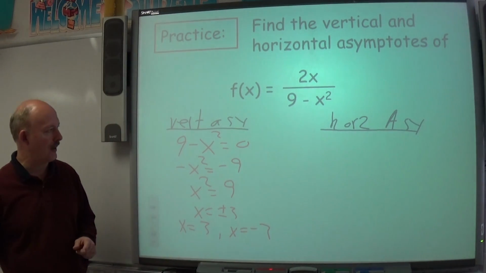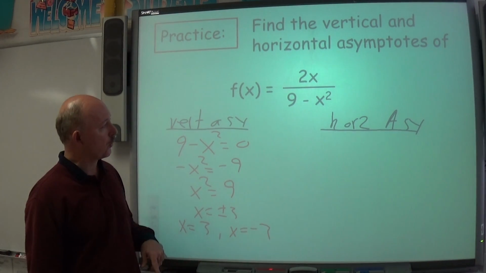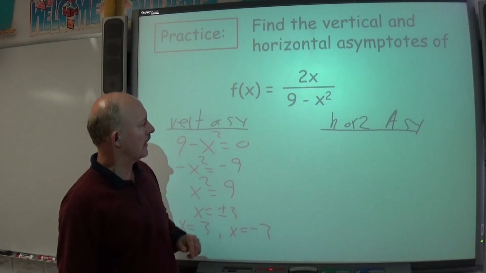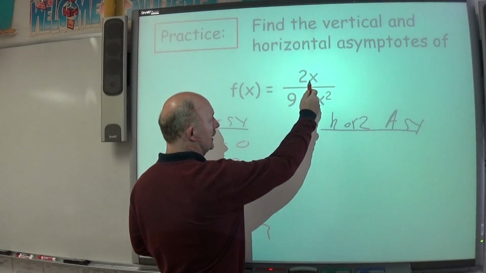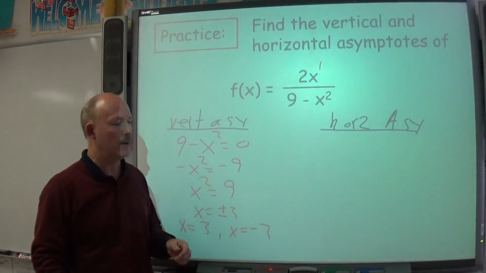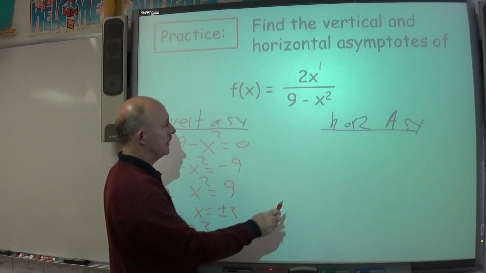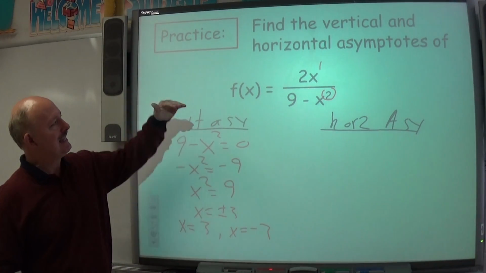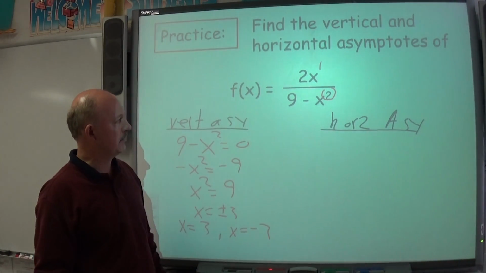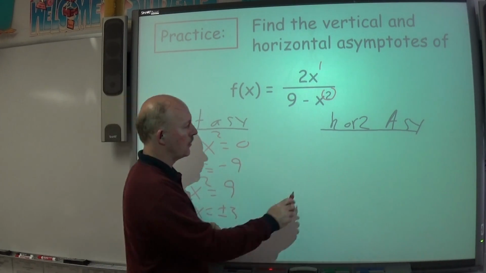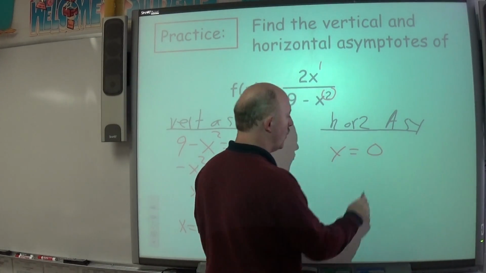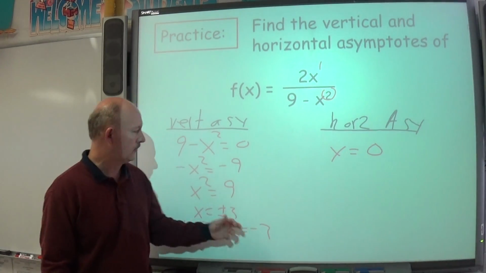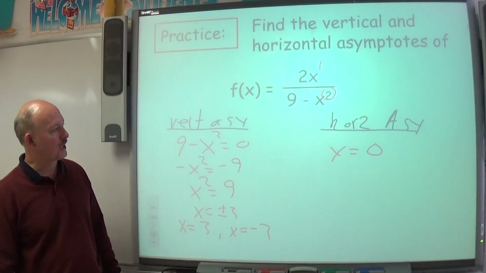So two vertical asymptotes. Now let's take a look at our horizontal asymptotes this time. Now you notice just by looking at this, the degree of your numerator here is 1. The degree of the denominator is 2. Now you notice the degree of the denominator is greater than the degree of the numerator. So in this case, the horizontal asymptote should simply be y equals 0. All right, so that's our shortcut. So this is just a little example of how to find the vertical and horizontal asymptotes.